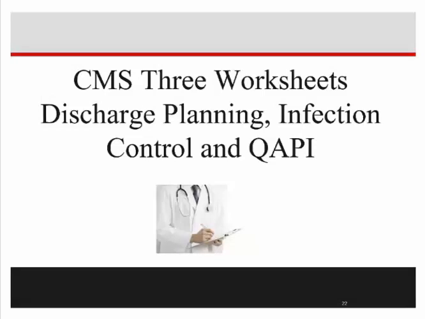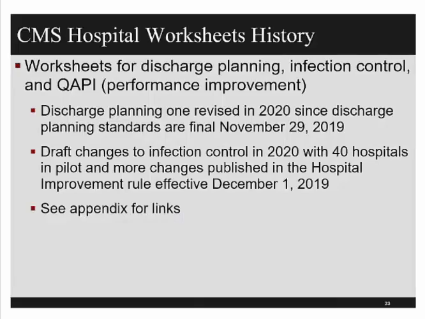I want to talk also briefly now about the 3 worksheets. Now, the worksheets are essentially that. It's what the surveyors take in when they go in to do an evaluation. There's 3 of them: discharge planning, infection control, and QA/PI, also known as performance improvement. The discharge planning one was revised in 2020. They made draft changes to the infection control one, and that was based on a pilot they did with 40 hospitals. I have the links in the appendix for you. The nice thing on the worksheets, and I would urge you to pull them down, keep them handy, print them off, review them, use them as your self-assessment tool.